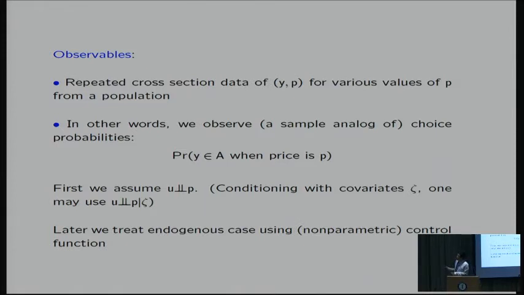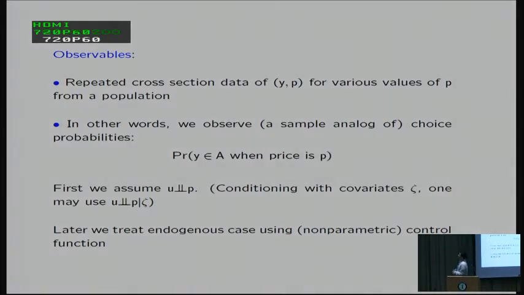To be clear, for the basic result we assume exogeneity of P, so U, the random utility function, and P are independent. Later on, I'm going to discuss what we can do when there's an endogeneity problem. But let's first say U and P are independent.